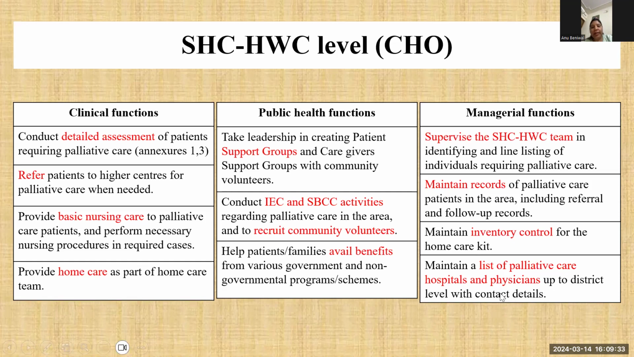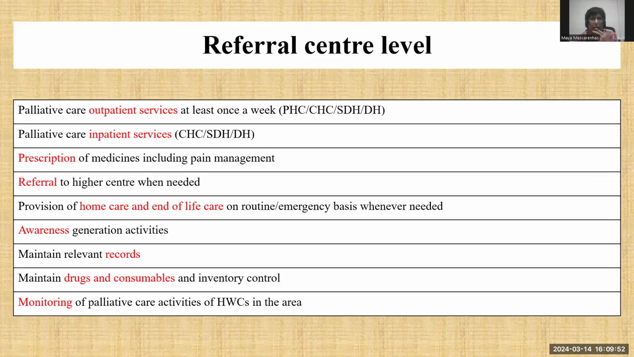And the last one, maintain a list of palliative care hospitals and physicians up to district level with contact details. Why do we need this list? For referral, ma'am. Referral, or if you want to do teleconsultation or some follow up. Follow up also. Yes, okay, for referral, and if we need any help from them. So that we found out now up to CHO level. We finished community level, ASHA and MPW. CHO we have finished. Now we're going to referral level.